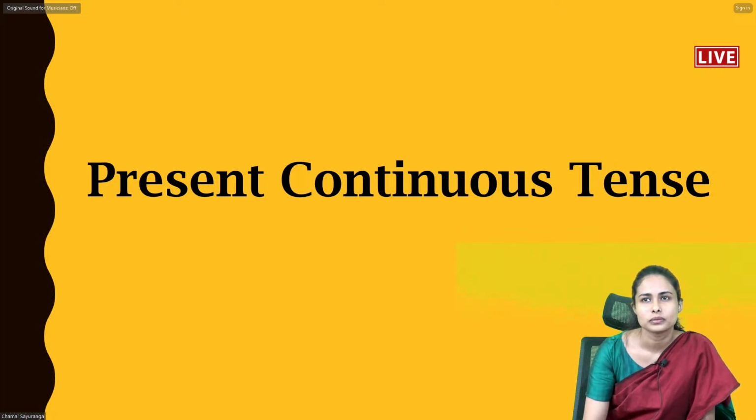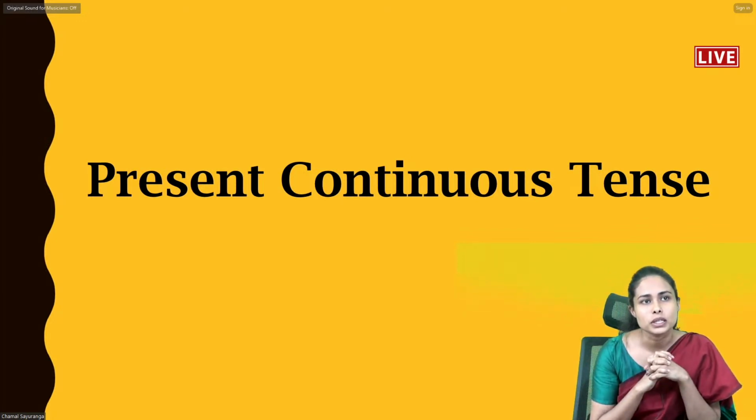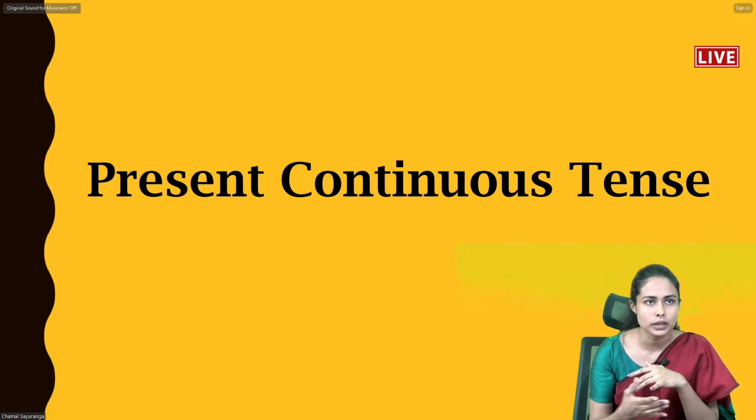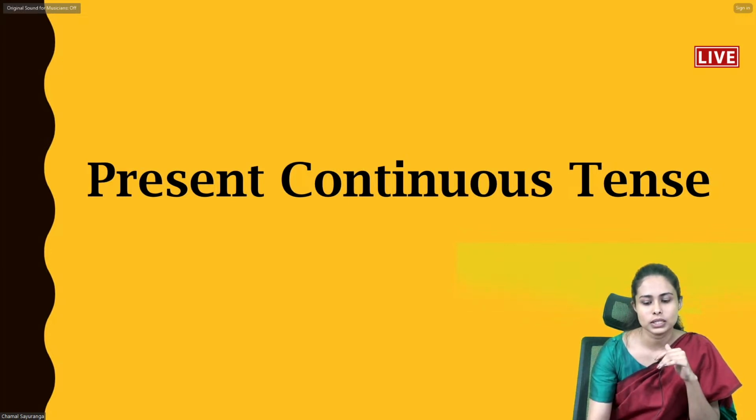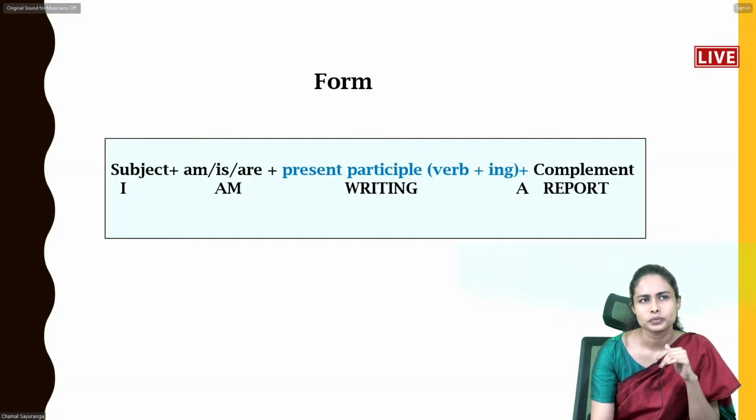We use present continuous tense to describe an action that is going on this moment, ma'am. Okay, exactly. That's the main usage of present continuous. We use present continuous to talk about things happening right now, right? So the formation or structure of the sentence is like that: subject plus am, is, are plus present participle plus complement.